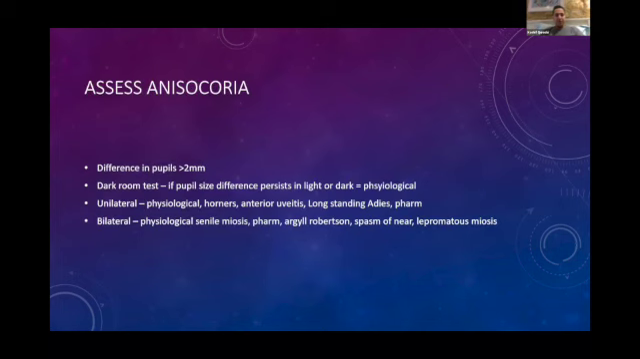If you're assessing an anisocoria, test the patient's pupils in different lighting settings, and it should be more than a 2 millimeter difference. In a dark room, if the pupil size difference persists in light or dark, it's often physiological. Unilateral causes: physiological, Horner's, uveitis, long-standing Adie's, or pharmacological. If it's bilateral, it might be senile miosis, pharmacological, Argyll Robertson, or spasm of the near reflex accommodation, and leprosy if you're really unlucky.